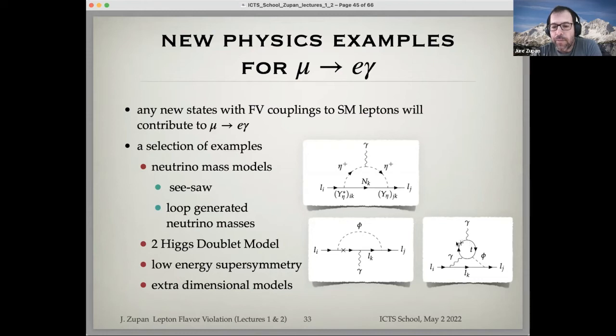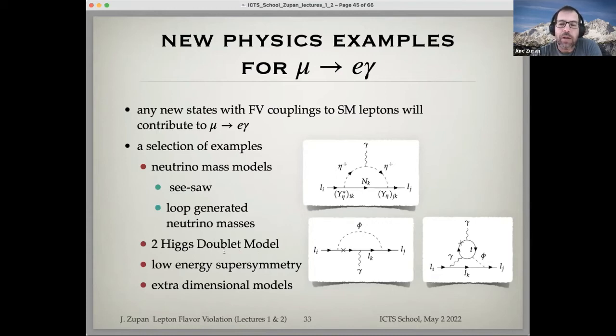you can have a top loop that gives you the chirality flipping. So you will have a top mass insertion, which is much bigger than the chirality flipping on the lepton line. So this is lepton mass suppressed, and here you get lifted suppression, but it's at two loops.